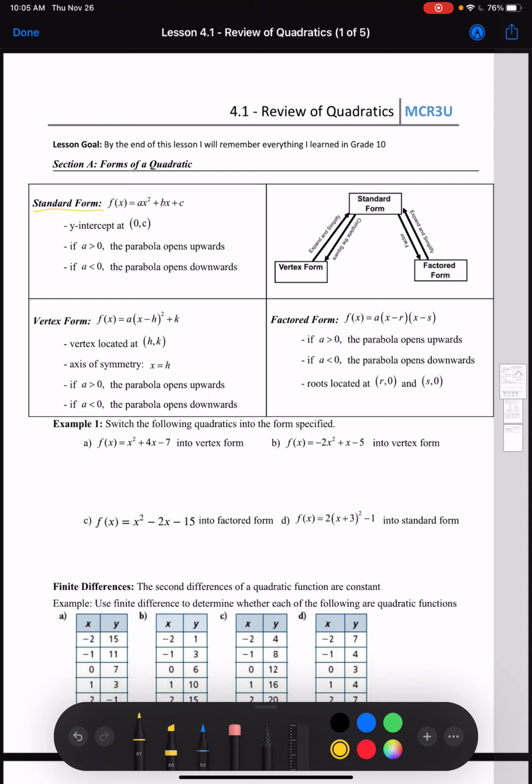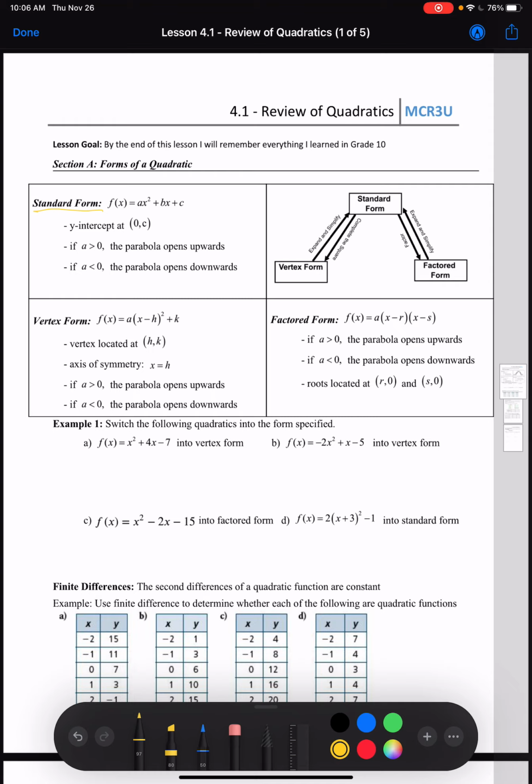For the next part, you also know the direction of opening. So if you have a positive number at the start, it'll open upwards, and if you have a negative number at the start, it'll open downwards. So those are a couple of the keys for that particular form.